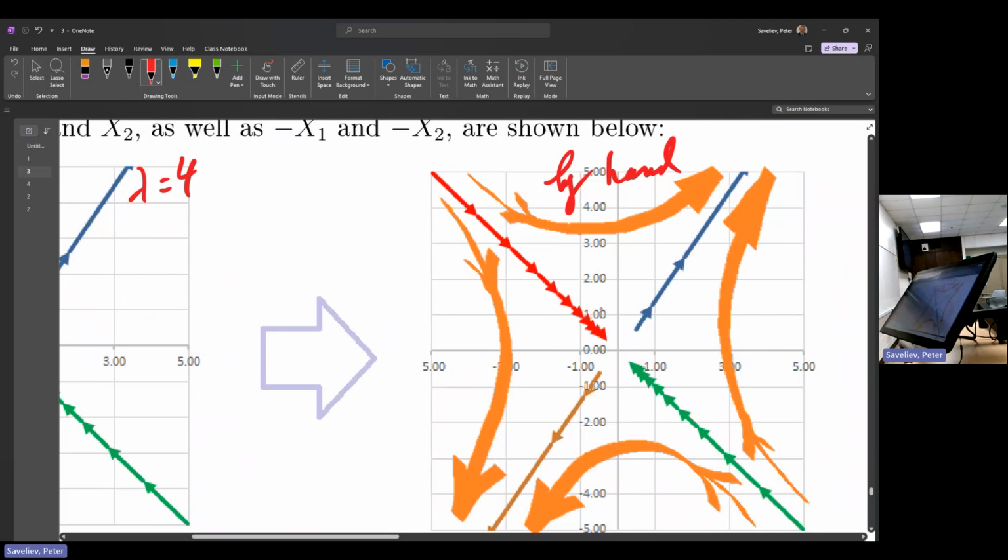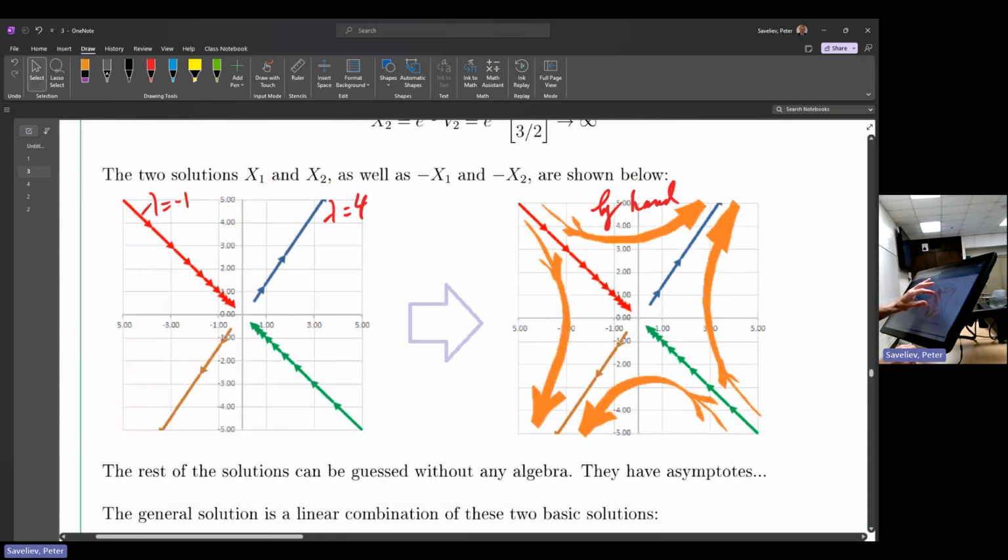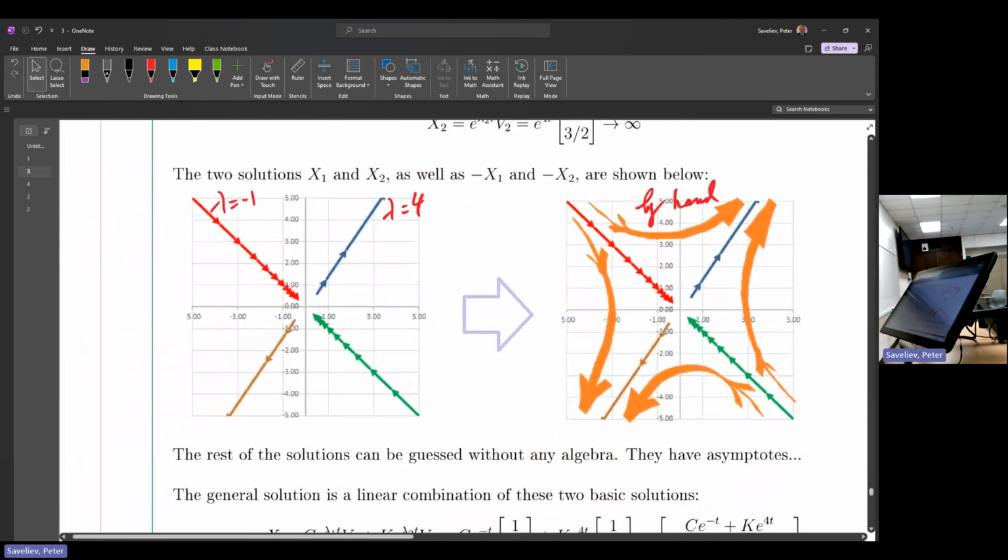You can plot the curves because you know that on one hand we are running towards the origin, and just next to it we are running away from the origin. How can it happen? It happens like this, in and then out. And that's drawn by hand, these orange curves. It is asymptotic behavior.